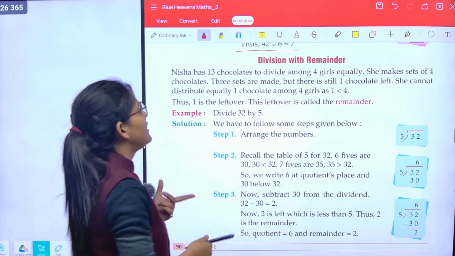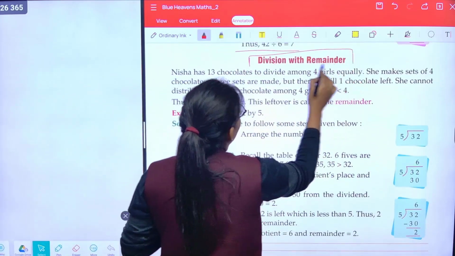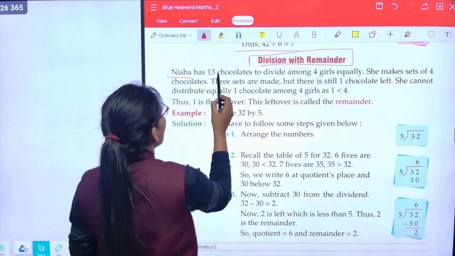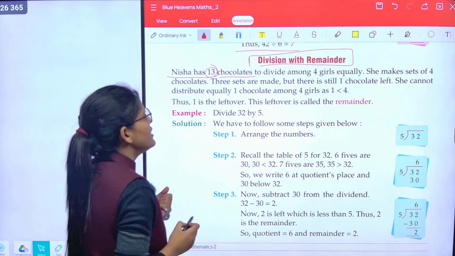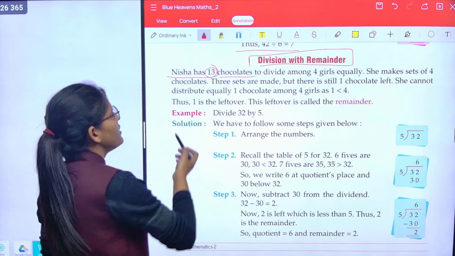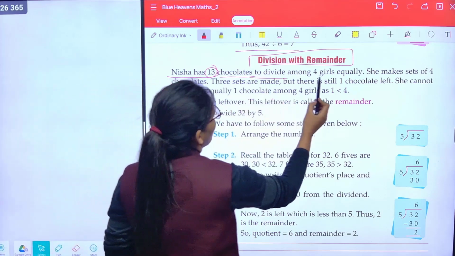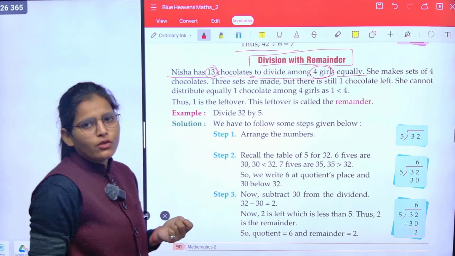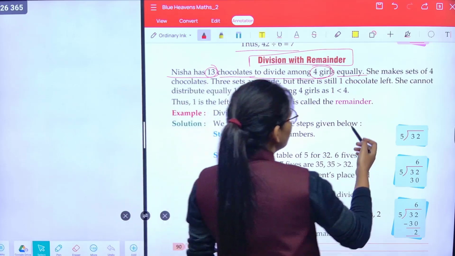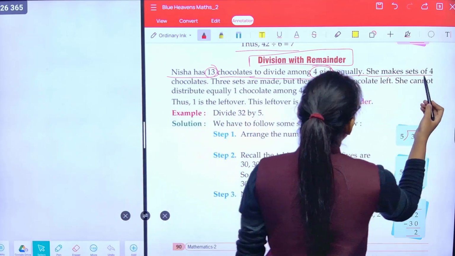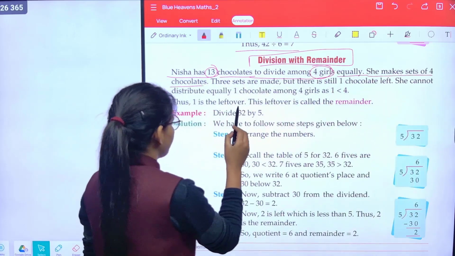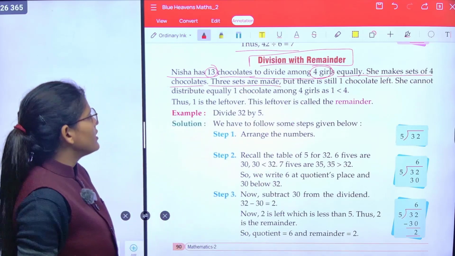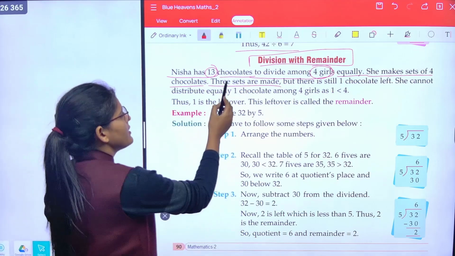Now class, division with remainder. अब हमारे पास क्या होगा, यहाँ पे हमारा रिमाइंडर लेफ्ट होगा. निशा had 13 chocolates. निशा के पास 13 चॉकलेट हैं. Nisha has 13 chocolates to divide among 4 girls equally. अब उसको 4 girls में वो चॉकलेट्स equally divide करना है. Now she makes sets of 4 chocolates. 3 sets are made. अब उसने 4 चॉकलेट्स के सेट्स बनाए तो वहां पर 3 सेट बने.